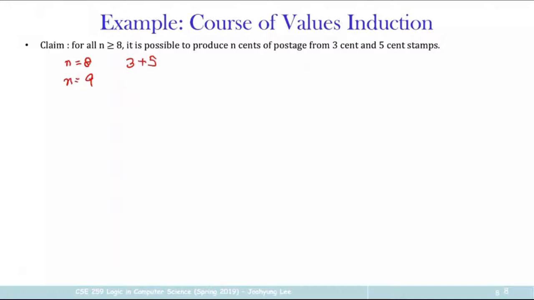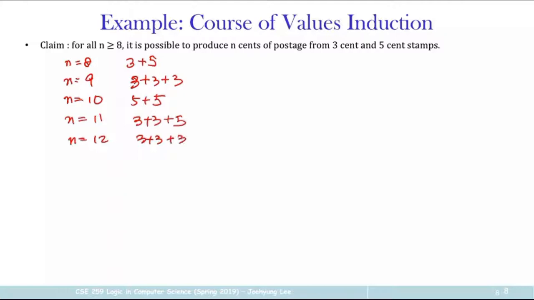Okay. So 3 plus 3 plus 3 is 9. What about 10? 5 plus 5, okay. What about 11? 3 plus 3 plus 5, okay. What about 12? 3 plus 3 plus 3 plus 3.